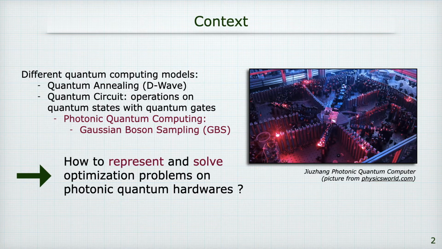However, in our work we are interested in photonic quantum computing, and especially the Gaussian Boson sampling model, which consists in manipulating photon states by passing them through a network of quantum gates. This presentation is then about how to use GBS properties to represent and solve optimization problems.